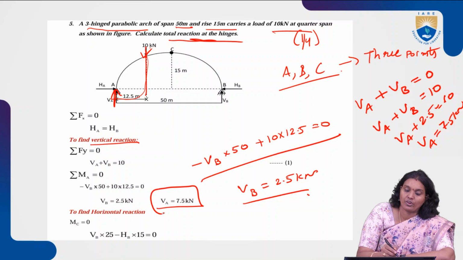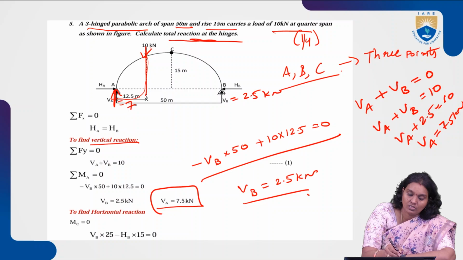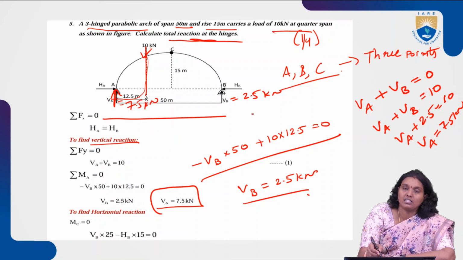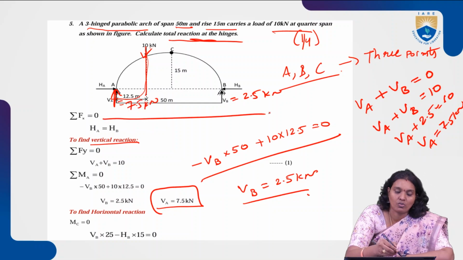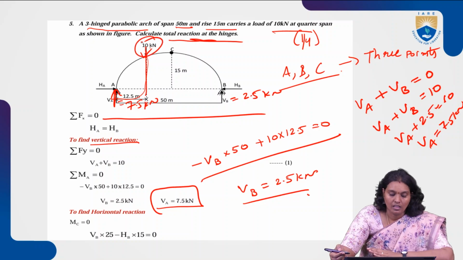Like that, we consider this: VB is equal to 2.5 kilonewton, VA is equal to 7.5 kilonewton, and the total vertical reaction is equal to 10. Like that we find out the vertical reactions.